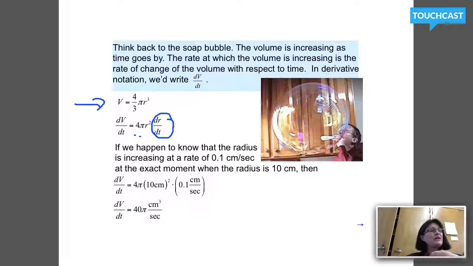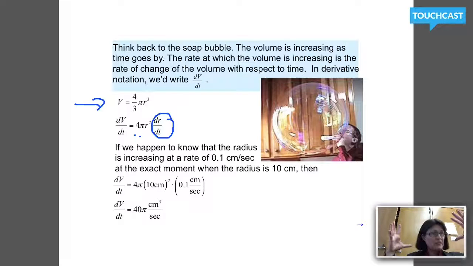Now that you have an equation that relates how the volume is changing to how the radius is changing, if you know some things about maybe how fast the radius is changing, you can actually compute an expression for the rate at which the volume is changing with respect to time. So notice here, if we happen to know that the radius is increasing 0.1 centimeters per second, so every second it's getting 0.1 centimeters longer, what do you think is happening to the volume of the sphere? Is that increasing or decreasing?